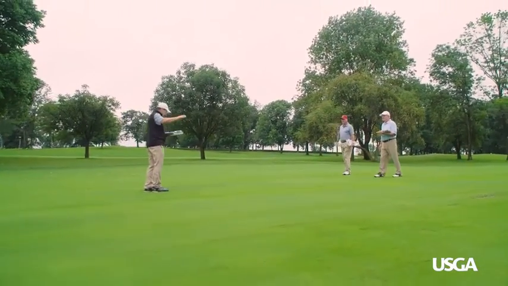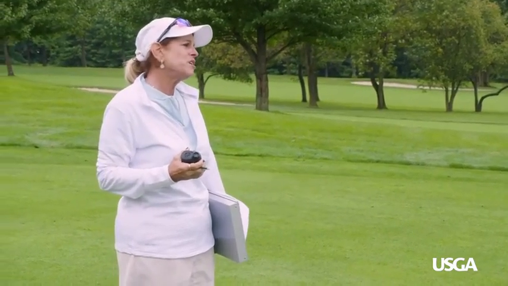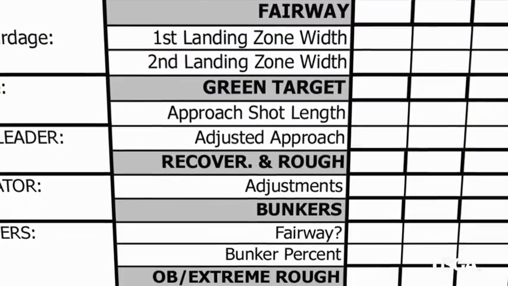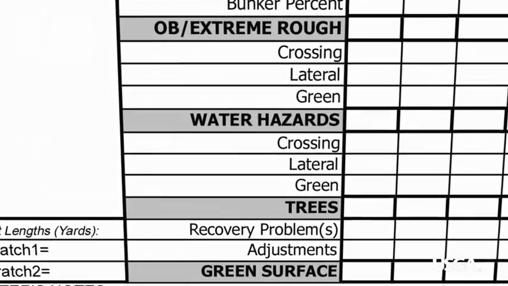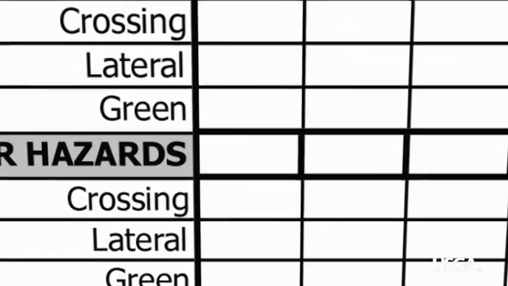The green's a little bit below. I don't know, do you think it's more than 10 feet? There are 10 obstacles in the system, and each obstacle has a slightly different weighting depending on how much it impacts scoring. Each obstacle is rated on a scale of 0 to 10.